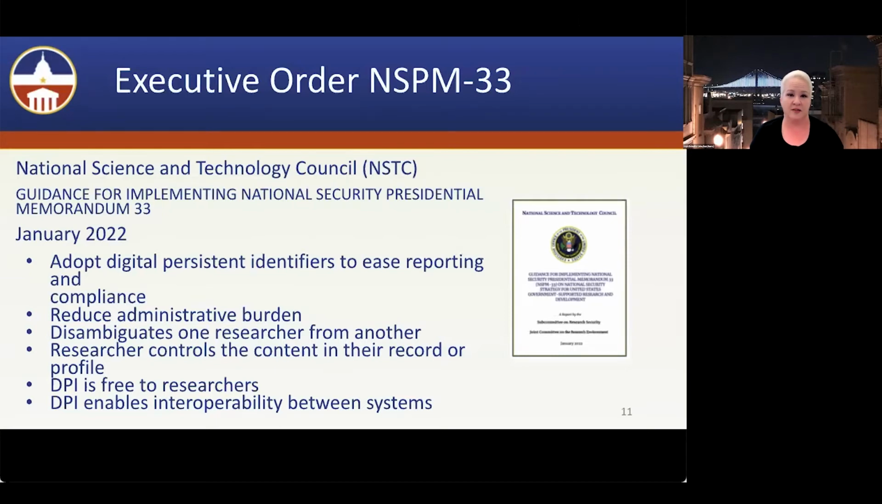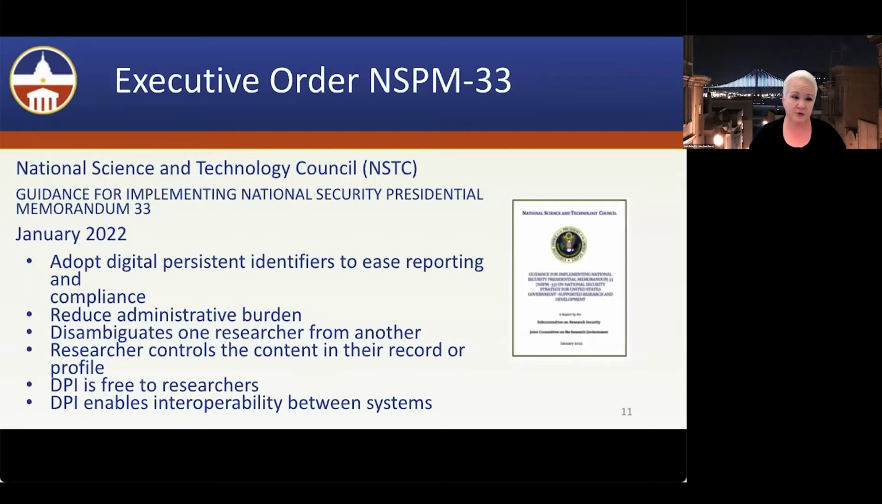one researcher from another. So if you have researchers on your campus or in the field throughout the world that have the same name, the DPI can say that it's John Smith in physics at Arizona, not John Smith in physics at Yale, for instance. That the researcher controls the content of their record. So they have a DPI, they are the one who controls the information that is in their record or profile.